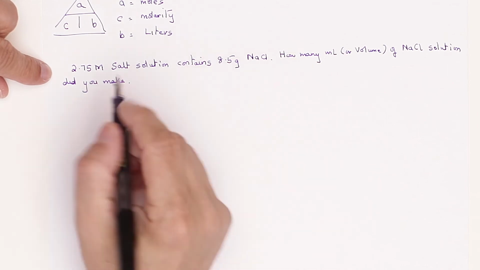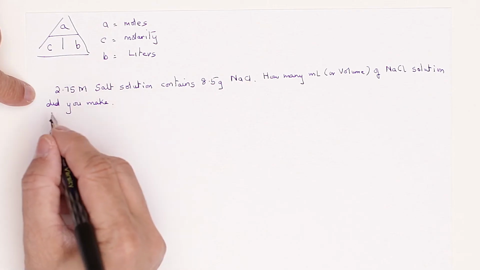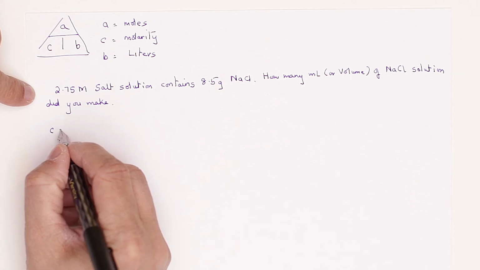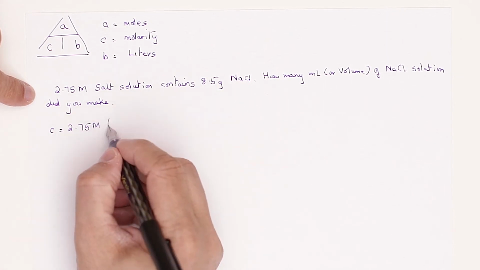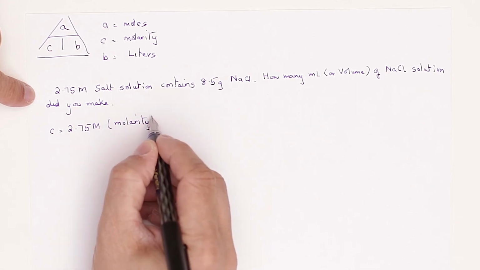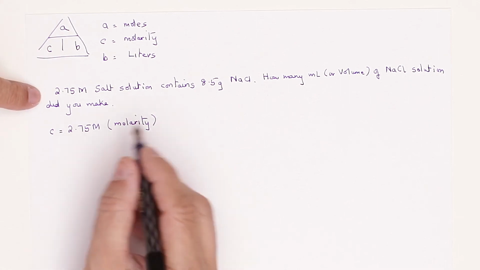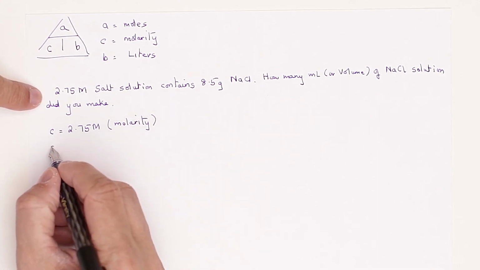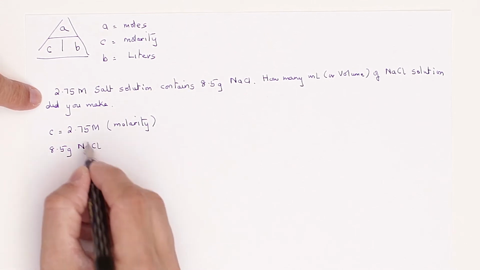Okay, again, fairly straightforward. Let's just make sure we can identify the different components. Using the CAB formula makes everything a lot easier. So we know that the molarity that we're given is 2.75 molar. Remember, that's the molarity. We are given the number of grams. We are given 8.5 grams of sodium chloride. That's how much was dumped in here.